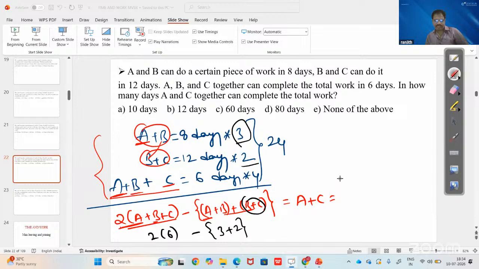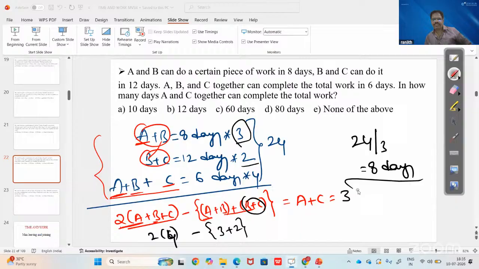One second. So it is 4, right? 2 4s are 8. 8 minus 5 equals 3. So that will be equal to 24 by 3, which is 8 days. Answer is 8 days. In how many days A and C together can complete the total work, in the sense, 8 days of work?